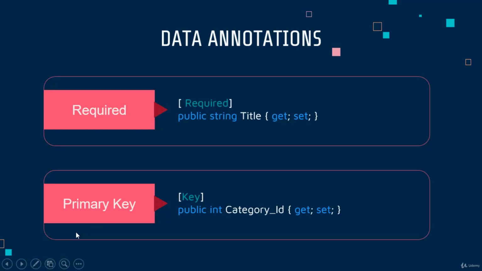So the next thing that we have is data annotations for required and primary key. If there is a column that does not follow the default convention, you can use the key attribute to let EF Core know that this will be a primary key. Next thing we have is required on top here. If there is a column in which nullable is false in database, we can use the required annotation and then that column will be a required field. Let's try both of these out.